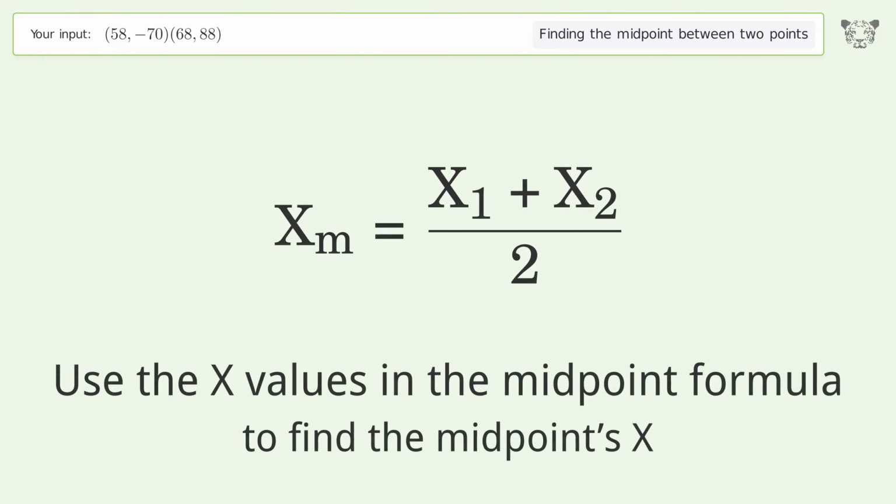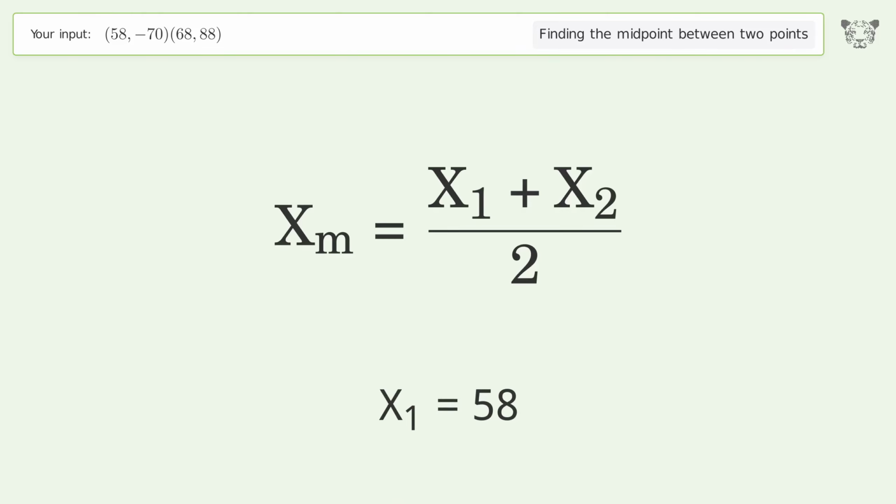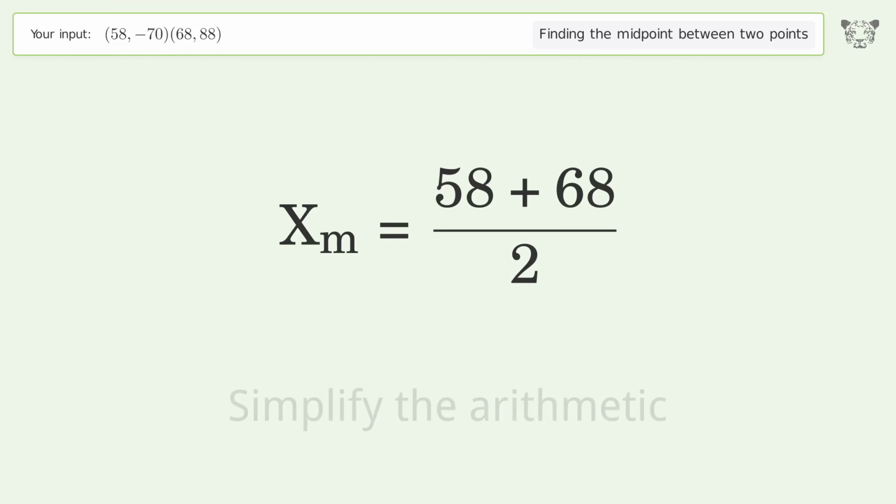Use the x values in the midpoint formula to find the midpoint's x. x1 equals 58. x2 equals 68. Simplify the arithmetic.